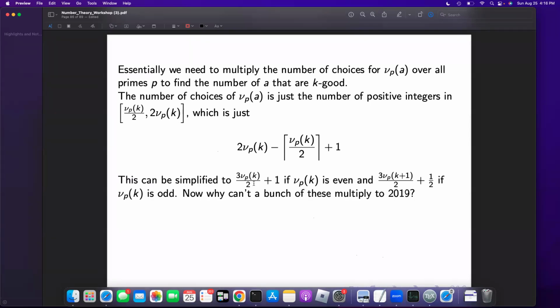So these are the simplifications. It's going to be either 3/2 times VP of k plus 1, or, so that was a typo, it's actually supposed to be 3/2 of VP of k and then plus 1/2 if VP of k is odd. So why can't you multiply a lot of these and get 2019?